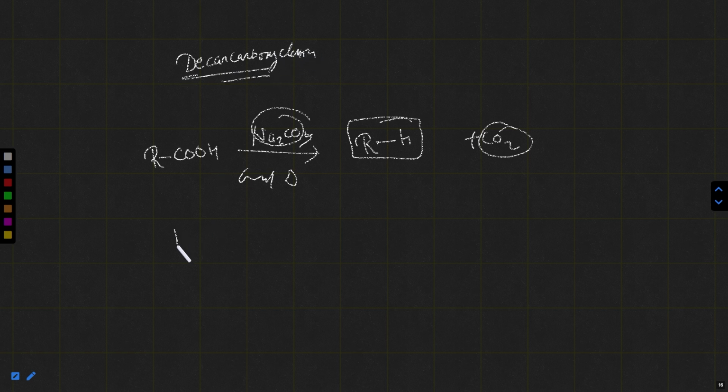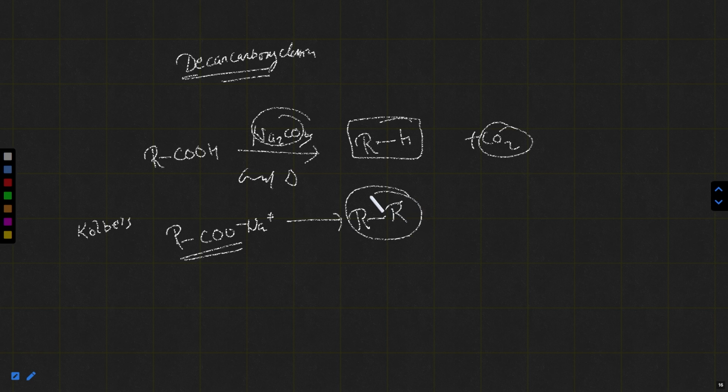Now what happens if we take carboxylate ion rather than this carboxylic acid? What will happen? So if you don't remember, no problem. You must have learned this reaction in the previous class, that is 11th class. So it is called the Kolbe reaction. So when you treat your carboxylate ion with Na2CO3 and heat, you will get R-R, meaning both of the R groups are coupled with each other. So for this, you will take 2 moles of your sodium carboxylate ion.